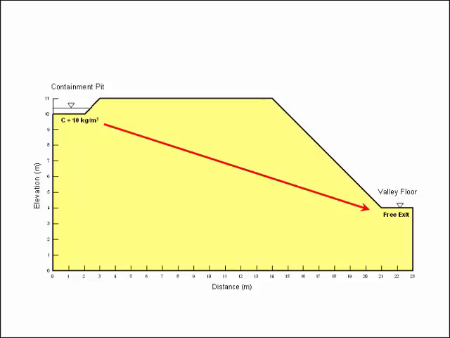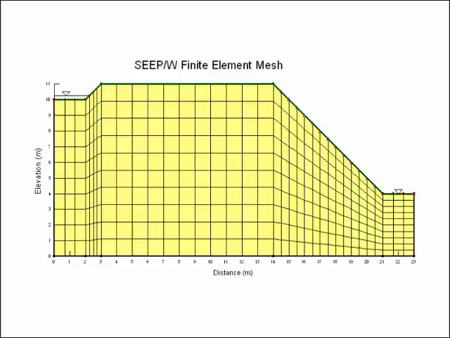CTRAN is always used in conjunction with CW, a finite element seepage software program which is also part of the GeoSlope product line. The first step in creating a CTRAN analysis is to solve a seepage analysis using CW. For this tutorial, a seepage analysis has already been developed and solved, and you can open the file to take a look at the seepage results.